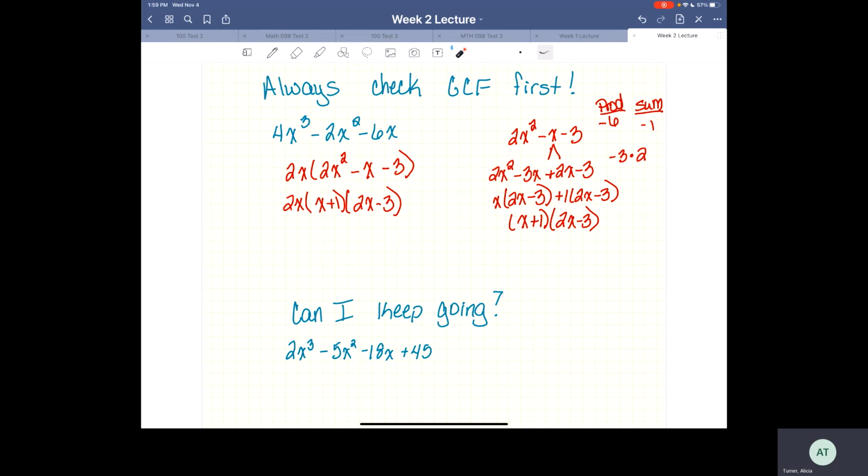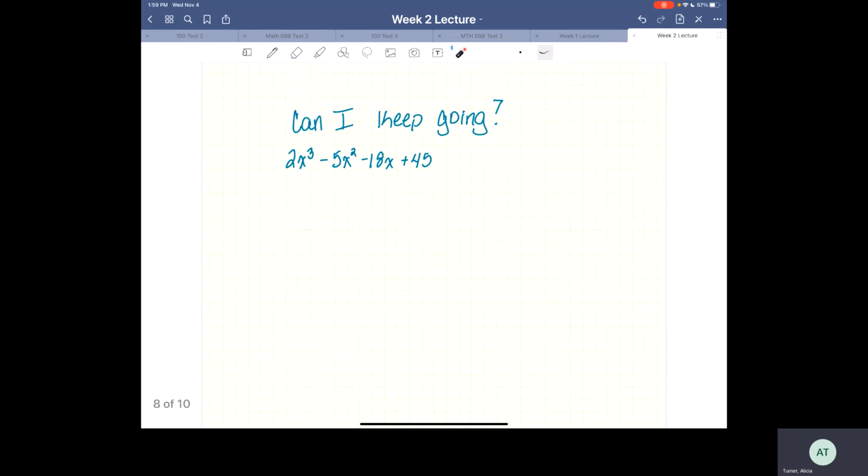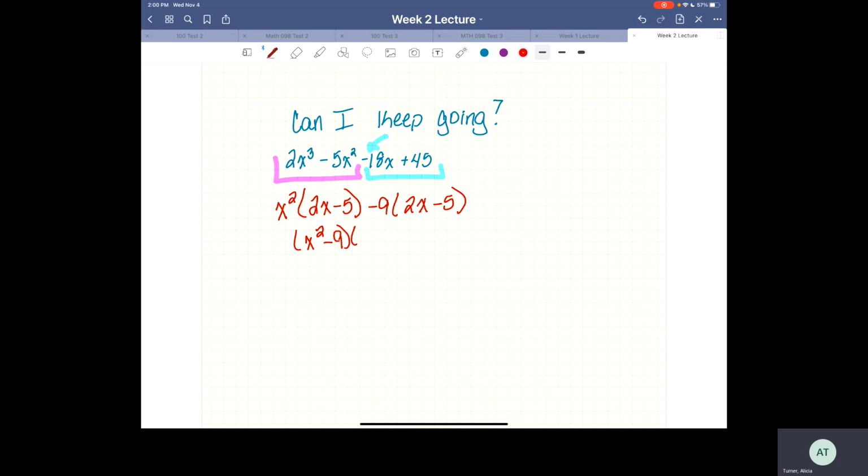Okay. This is similar. The next one that we're going to do is very similar. I want to factor using grouping. So I'm looking at the first two terms. An x squared can come out of both of those. So I'm left with 2x minus 5. Now, my second set, remember I've got that negative right there, so that means I'm pulling out a negative. I can pull out a negative 9. And then I'm left with 2x minus 5. So this factors to x squared minus 9 and 2x minus 5.